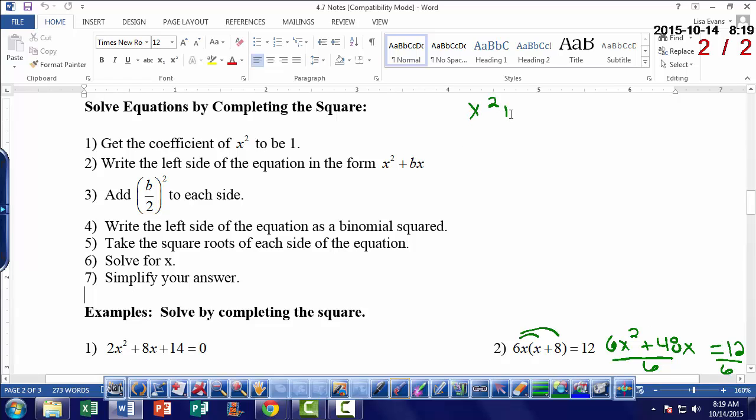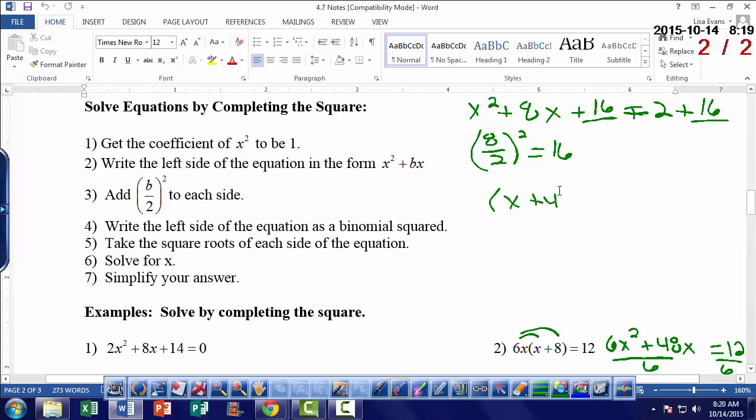So we get x squared plus 8x. This is where I like to write my plus blanks. Oops, this is equals 2 plus blank. We're going to go ahead and do this. B squared divided by 2, so 8 divided by 2 is 4. 4 squared is 16, so we add 16 on the left, and 16 on the right. We're going to go ahead and factor the left, so we get x plus 4 squared. On the right, we get 18.